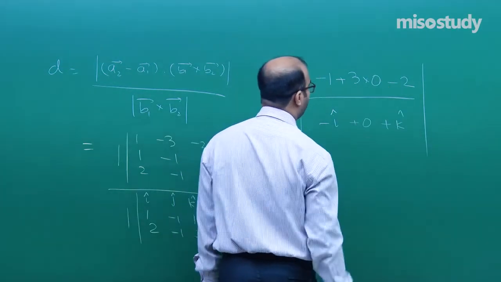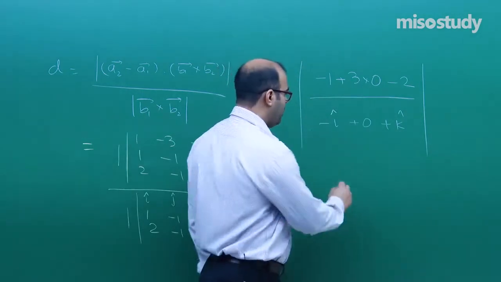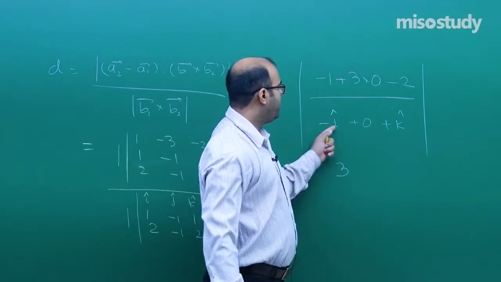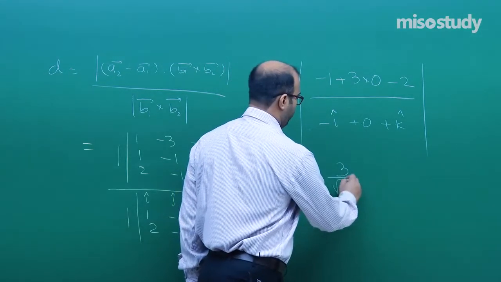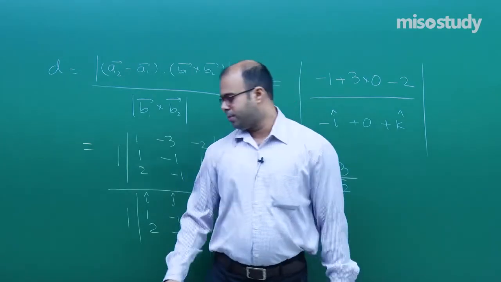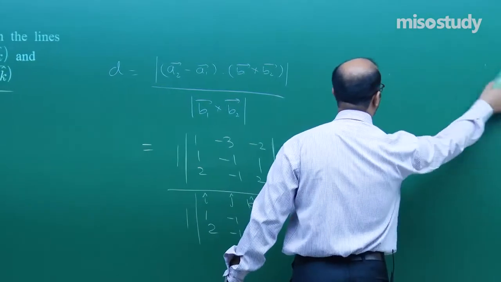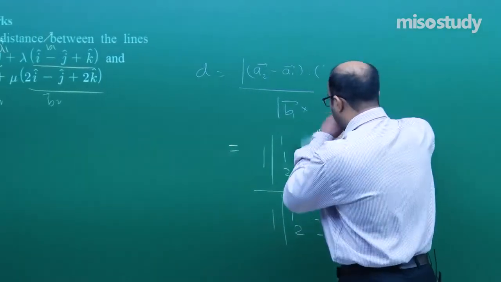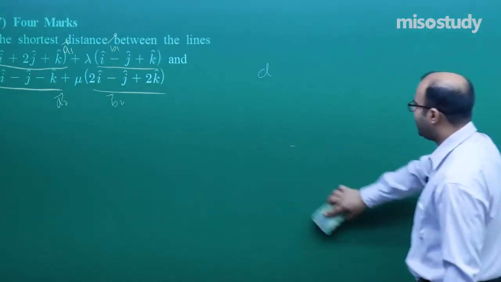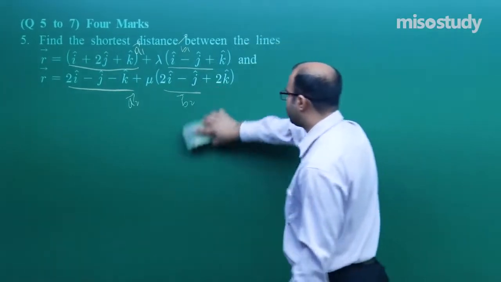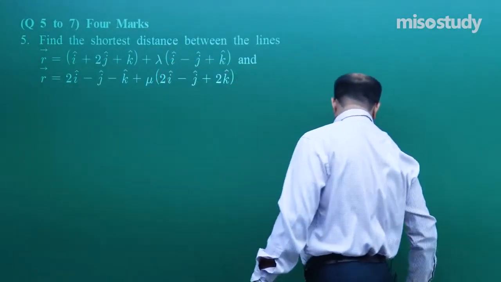So when we take the modulus in the numerator, we will get minus 1 0 minus 2 as minus 3, and mod of that is 3. In the denominator, root over 1 square plus 1 square, so that is root over 2. So this is the distance between the given two lines and we are getting a value which is not 0, which means that these two lines are not intersecting and these two lines are skew. If in case these two lines were intersecting, we would have got the value 0 here.